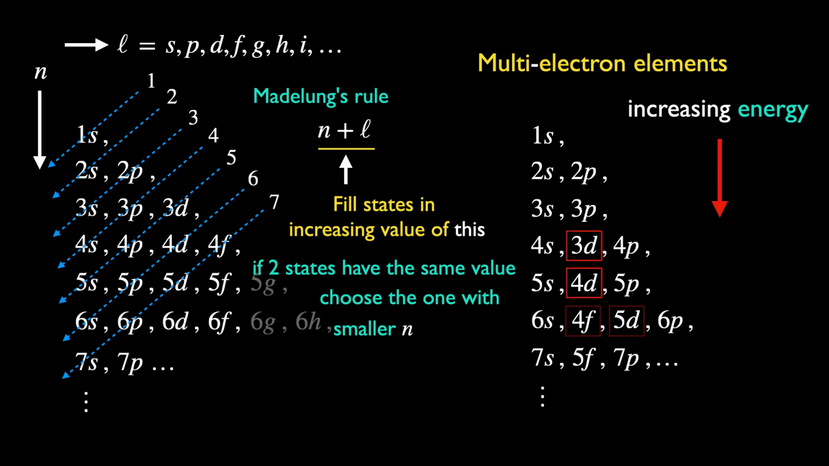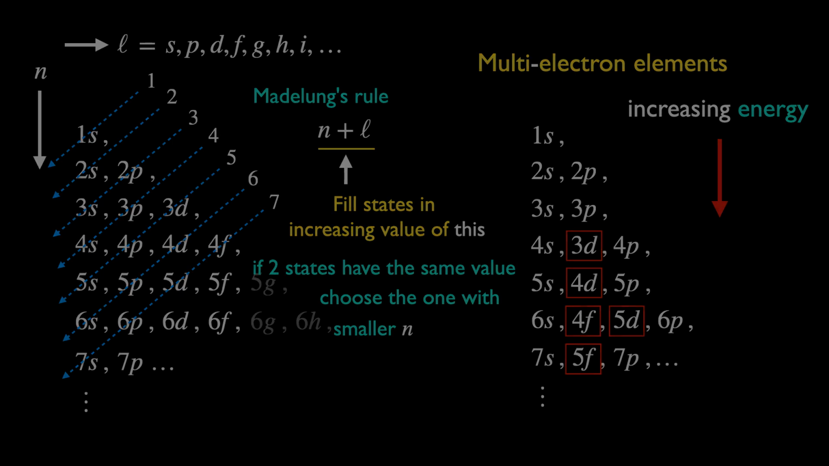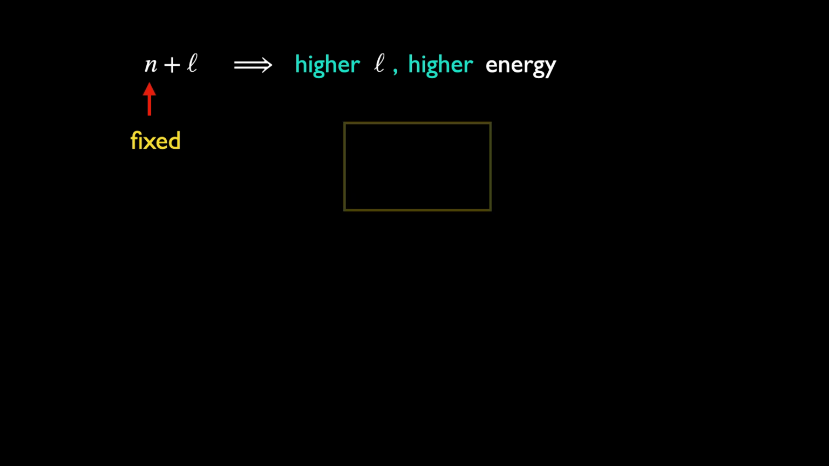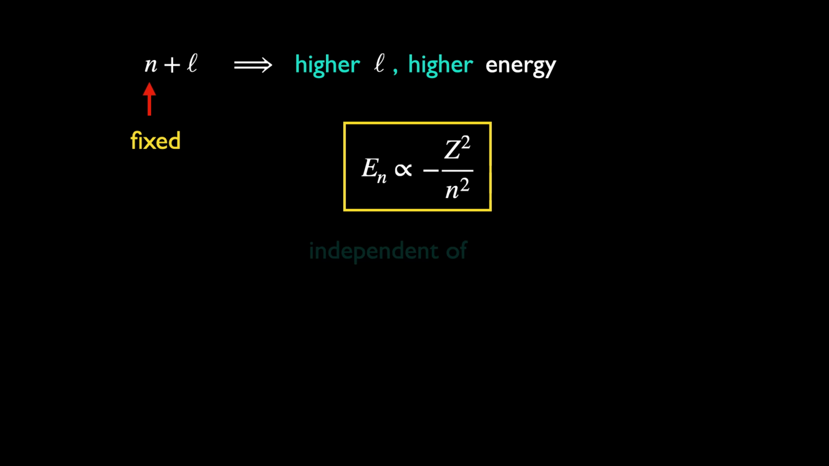Look at these states in the red boxes. They are out of order compared with the arrangement on the left, since they have lower values of n. They make up for this by having higher L's. This is in accordance with Madelung's rule. This rule also implies that among states with fixed n, the higher the value of L, the higher the energy. But our energy formula for hydrogen-like atoms only depends on n and is independent of L.